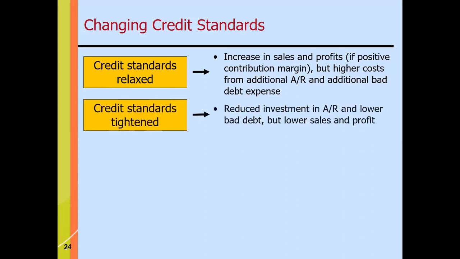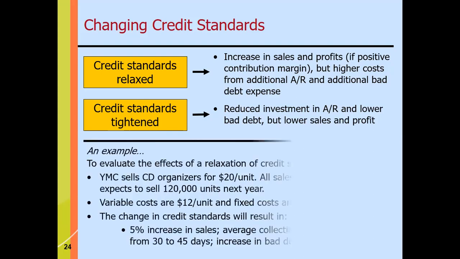Then what about if we tighten the credit standards? We normally do this if we have many accounts receivable, many cases of bad debts, and of course, many accounts written off. So we reduce investment in accounts receivable and lower the bad debt. However, in that case, we also lower the sales and profit.